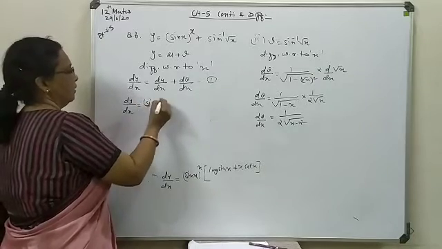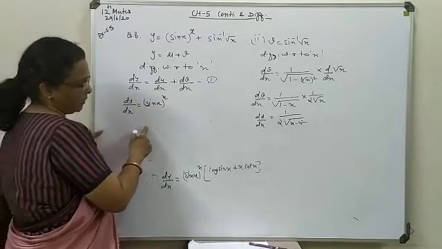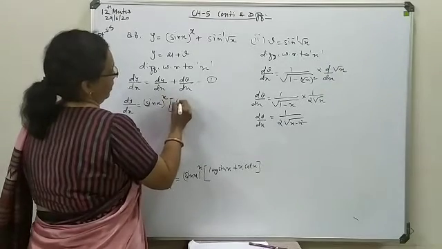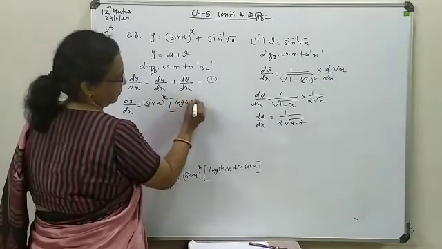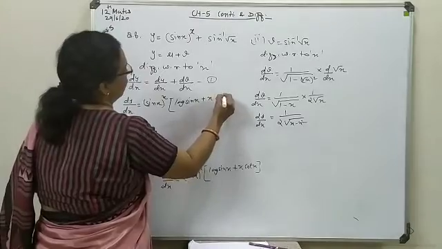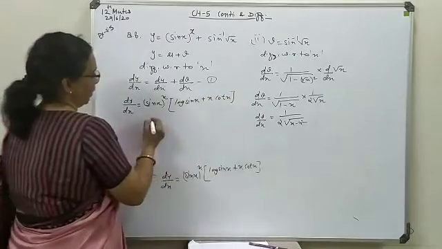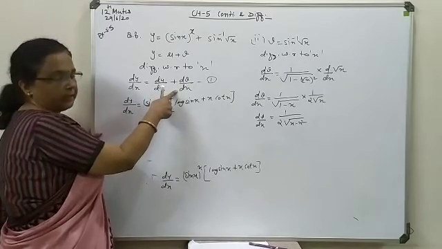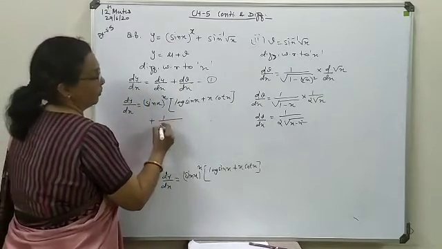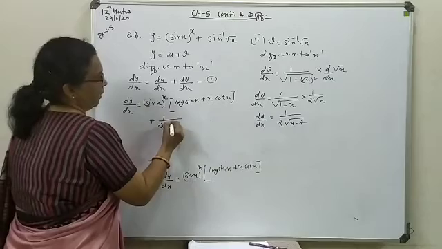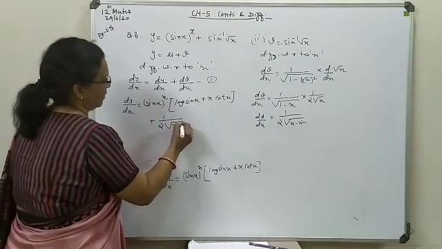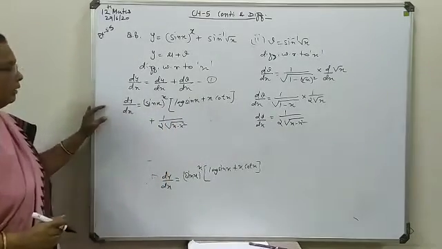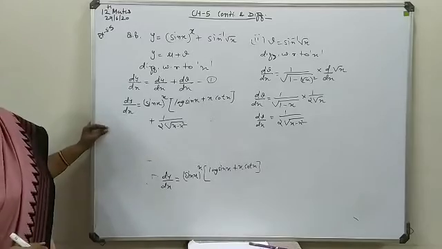sin of x with power x, log of sin x plus x cot of x plus substitution of dv by dx, that is 1 upon 2 under root x minus x square. So this way your dy by dx will come out.